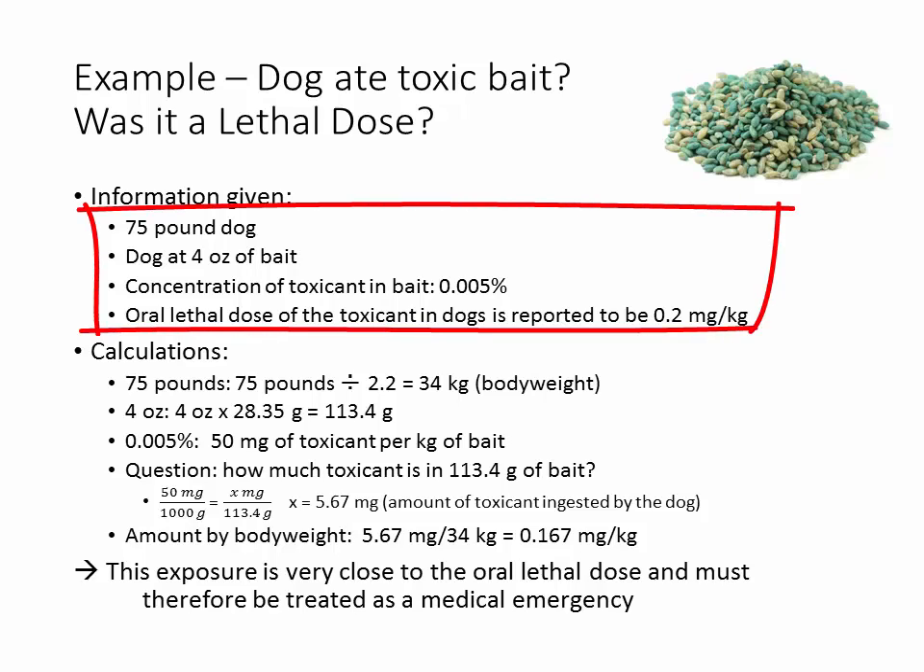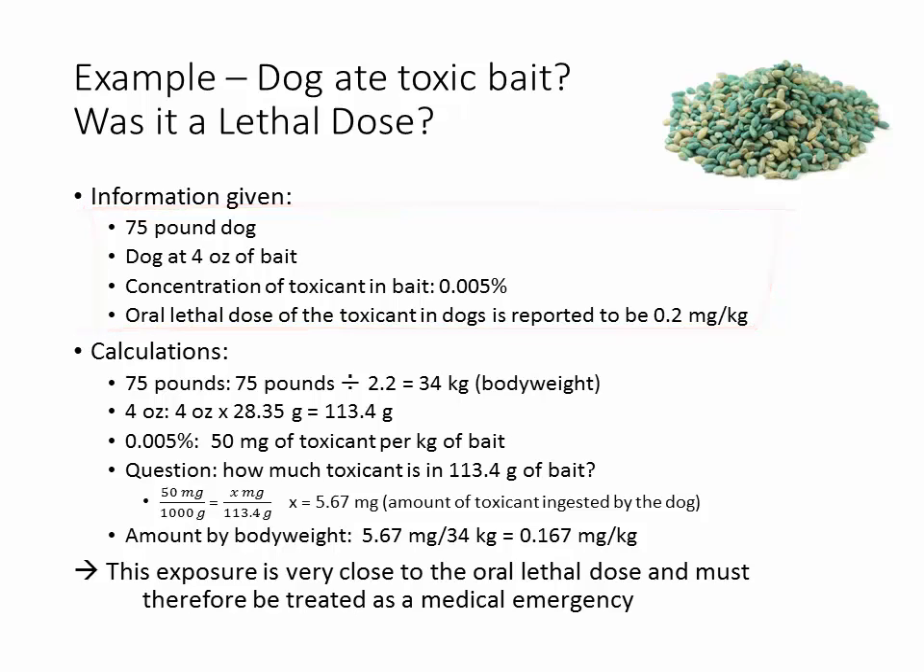We have a 75-pound dog who consumed 4 ounces of bait, and the concentration of the toxicant in the bait is reported at 0.005%. We also know that the oral lethal dose of the toxicant in a dog is reported to be 0.2 mg per kg. The dog weighs 75 pounds or 34 kg. The dog ingested 4 ounces of bait, which is equal to 113.4 grams.